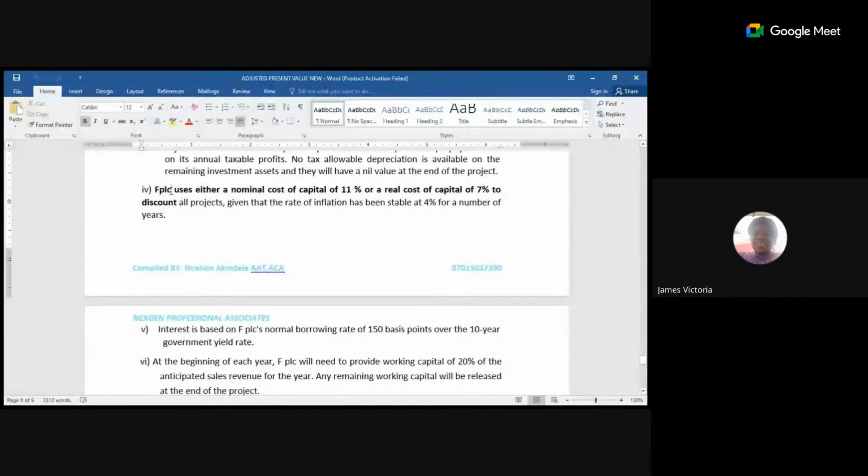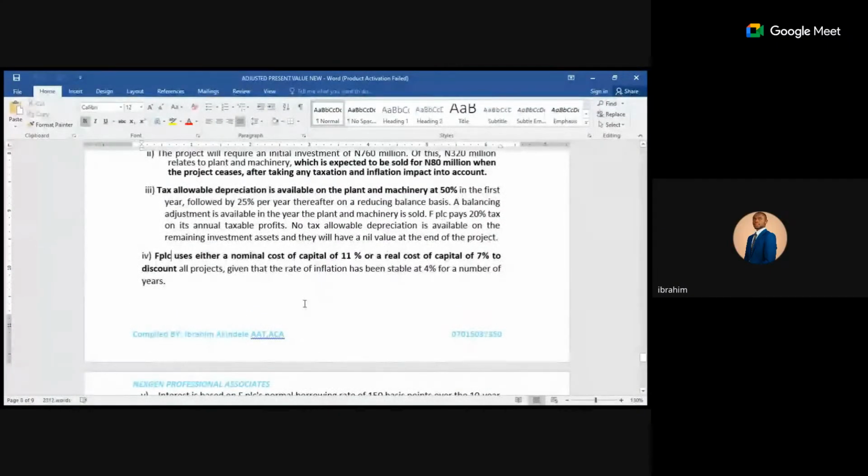Okay, number 4. FPLC uses either a nominal cost of capital of 11% or a real cost of capital of 7% to discount all projects, given that the rate of inflation has been stable at 4% for a number of years. Okay. Now, number 5. Thank you. Interest is based on FPLC's normal borrowing rate of 150 basis points over the 10-year government yield rate. Okay, thank you. Now, let me pick it up from here.